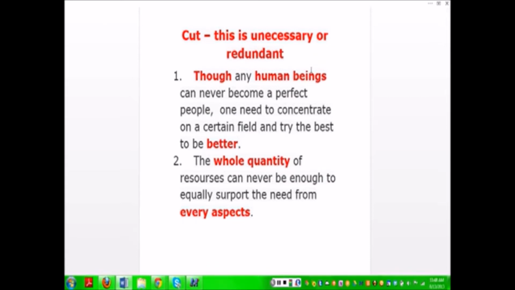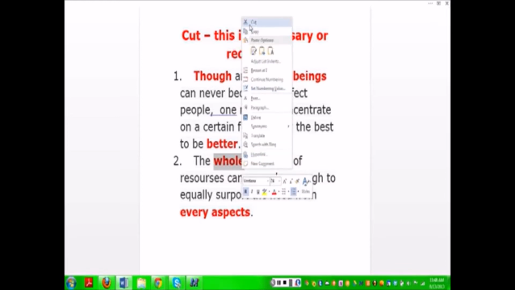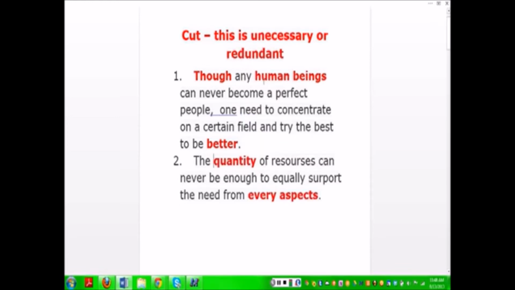In the second example, the whole quantity of resources. And again, words like whole are also going to be unnecessary because quantity means everything unless you qualify it to be less. But if you're not qualifying it, you don't need to say the whole quantity. So that's a redundant word.